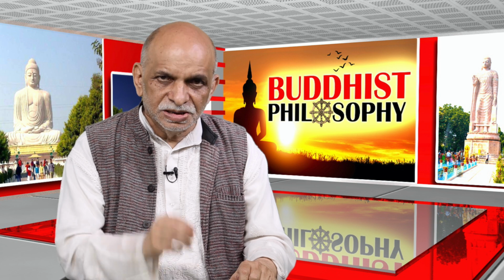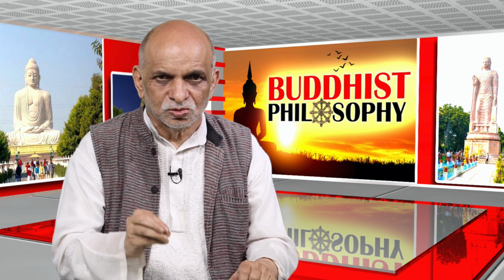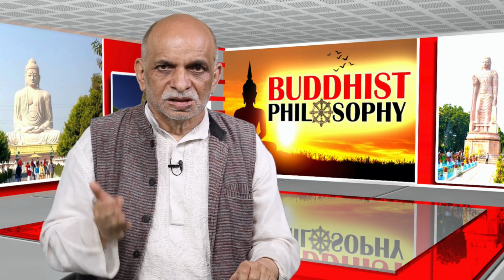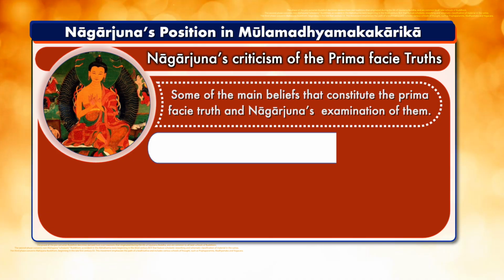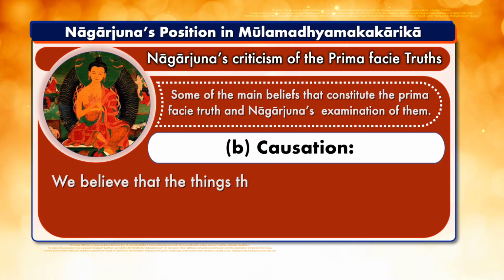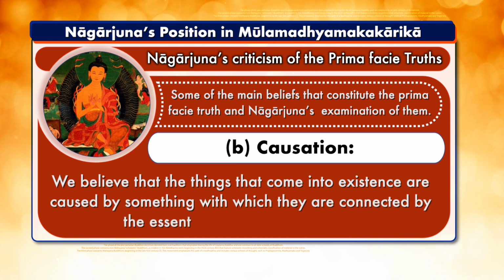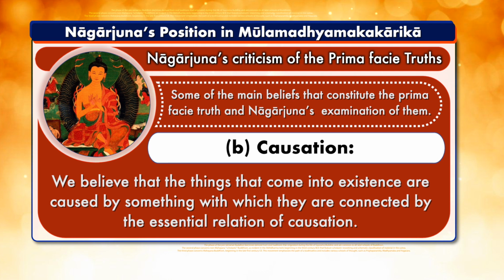Now, the other concept which Nāgārjuna criticizes is causation. It is a part of our common sense view that many things in this world are regarded as impermanent. They come into existence and cease to exist. We also believe that the things that come into existence are caused by something with which they are connected by the essential relation of causation.